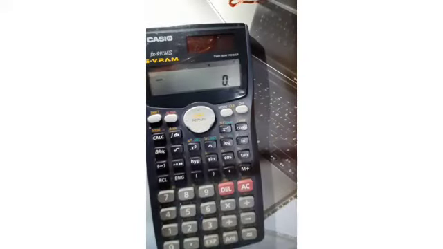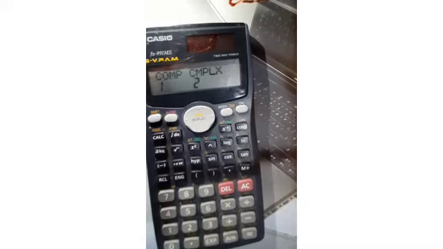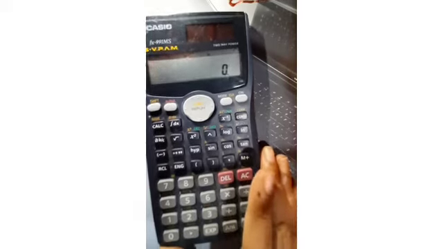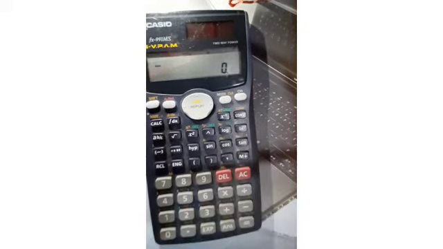Again, turn on your calculator. Press the mode button. Here, number 2 is complex, so press 2. Okay, the calculator is now in complex mode.